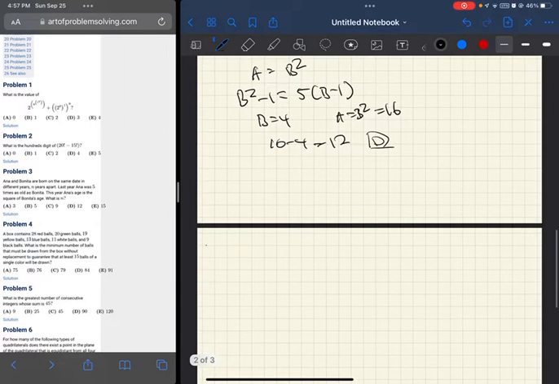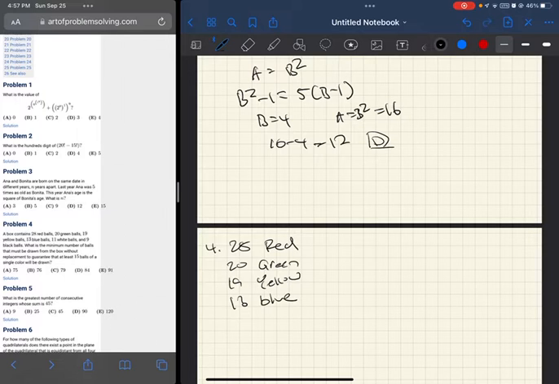Alright, and then question number 4. A box contains 28 red balls, 20 green balls, 19 yellow balls, 13 blue balls, 11 white balls, and 9 black balls. What is the minimum number of balls that must be drawn from the box without replacement to guarantee that at least 15 balls of a single color will be drawn? Alright, so if we just list that out over here, we have 28 reds, 20 greens, 19 yellow, 13 blue, 11 white, and 9 black.